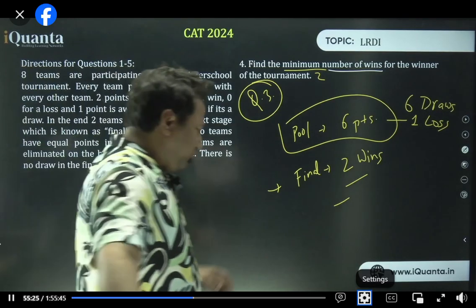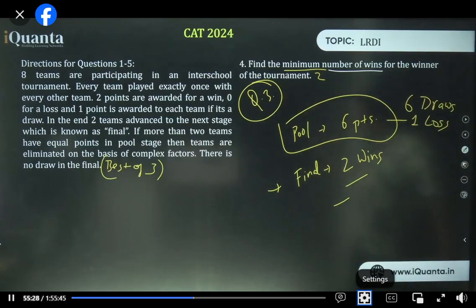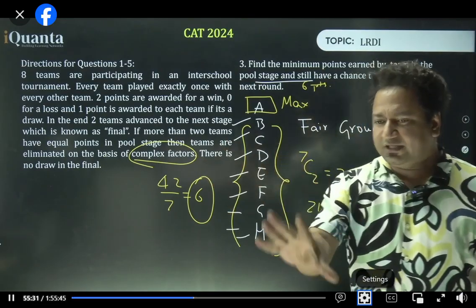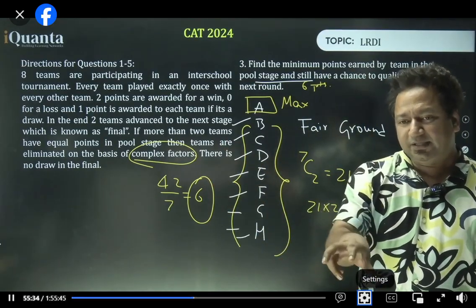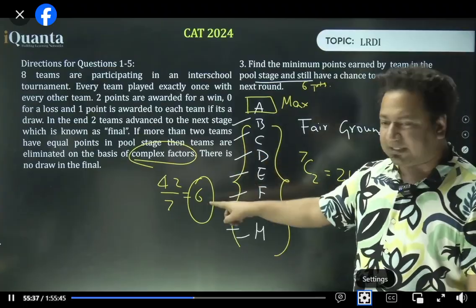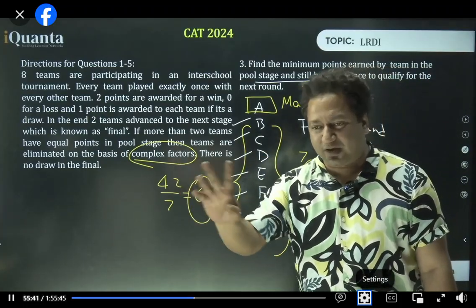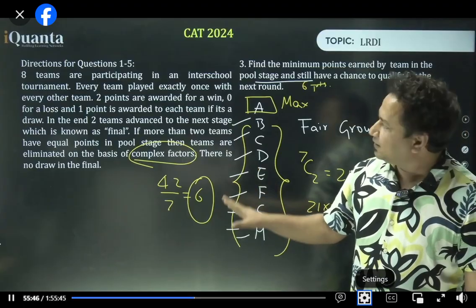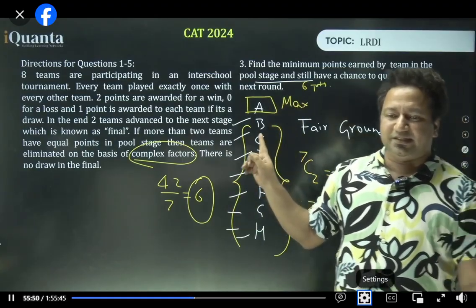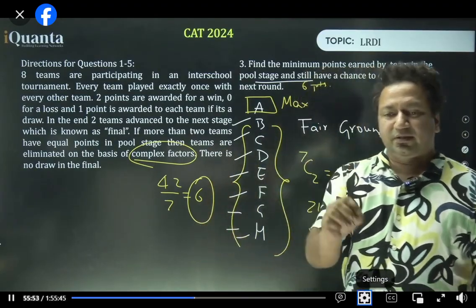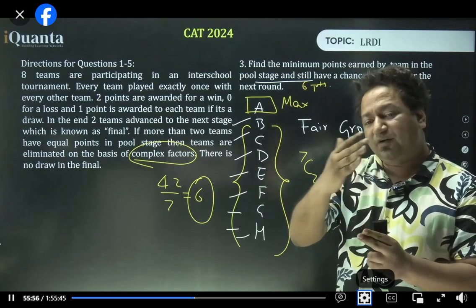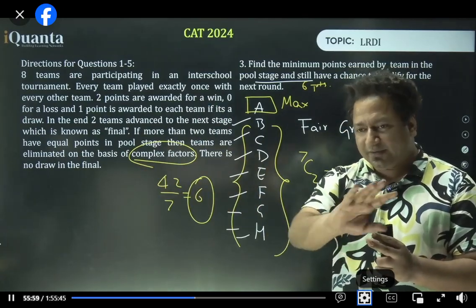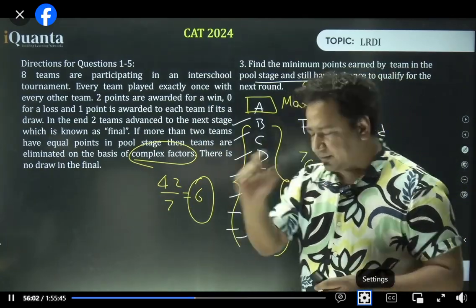See, okay, wait. Listen to me carefully. I think people don't listen to me. In question number 3, we just calculated that a team, if a team gets minimum 6 points, still the team can advance to final stage, yes or no? Did we realize that? We all agreed on this. In question number 3, yes or no? Tell me in the comments. Yes. After getting 6 points, a team can advance to final stage, yes or no? That is for sure, no?